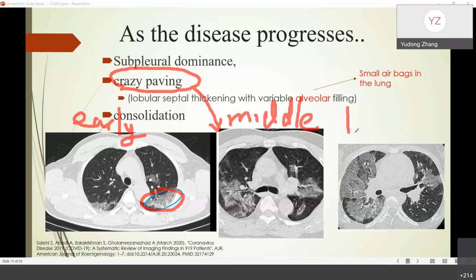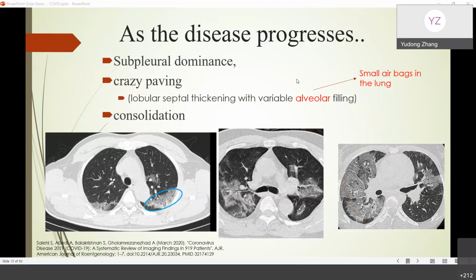And finally, on the right, we can see some late phase COVID-19, where you can see on the left, the lung is already 100% occupied by the ground glass opacities. So this means for the patient, the whole left lung cannot breathe. We can understand these kinds of things called the crazy paving and the consolidation. Okay, we move to the next.